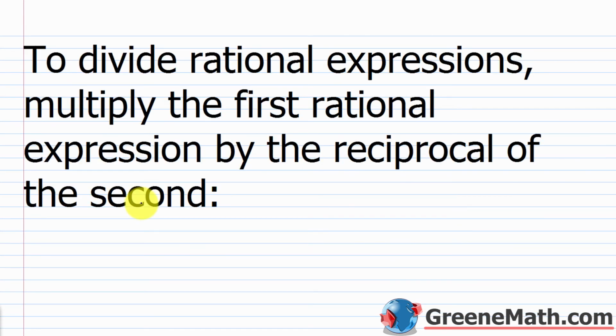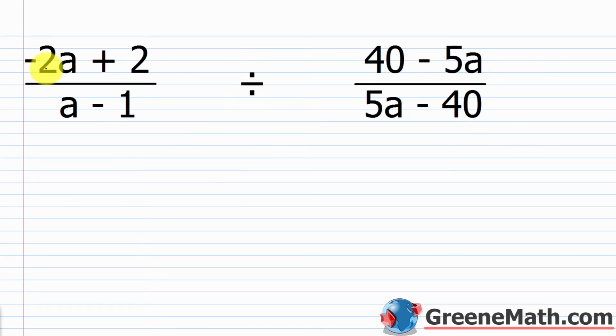All right, so the next thing we want to talk about would be dividing rational expressions. So to divide rational expressions, multiply the first rational expression by the reciprocal, remember that means we flip it, of the second. All right, for the first problem, we're looking at negative 2a plus 2 over a minus 1. And this is divided by, we have 40 minus 5a over 5a minus 40.